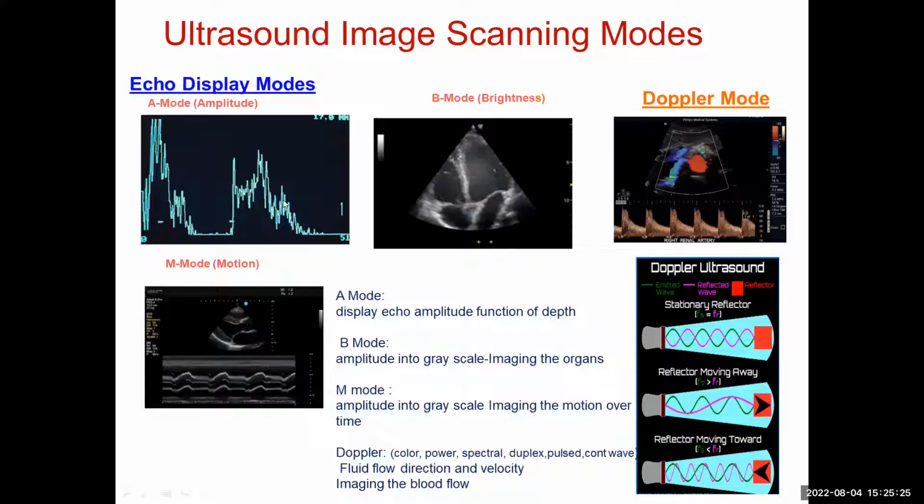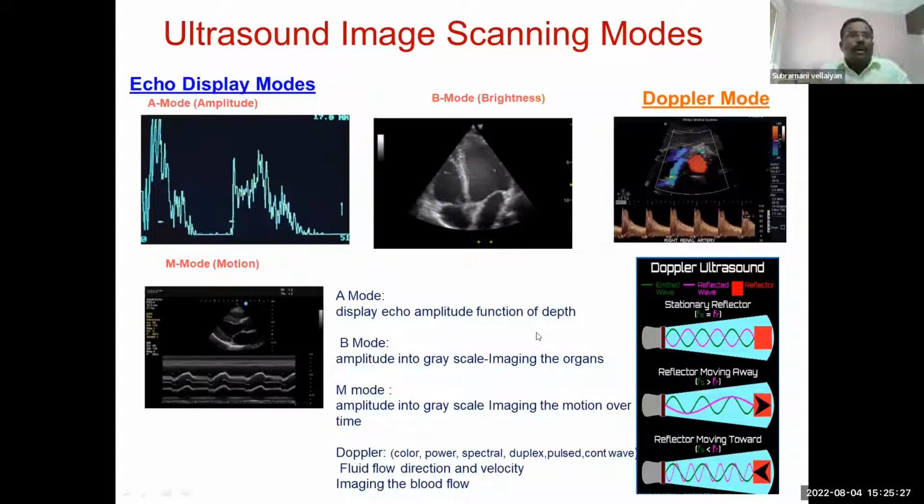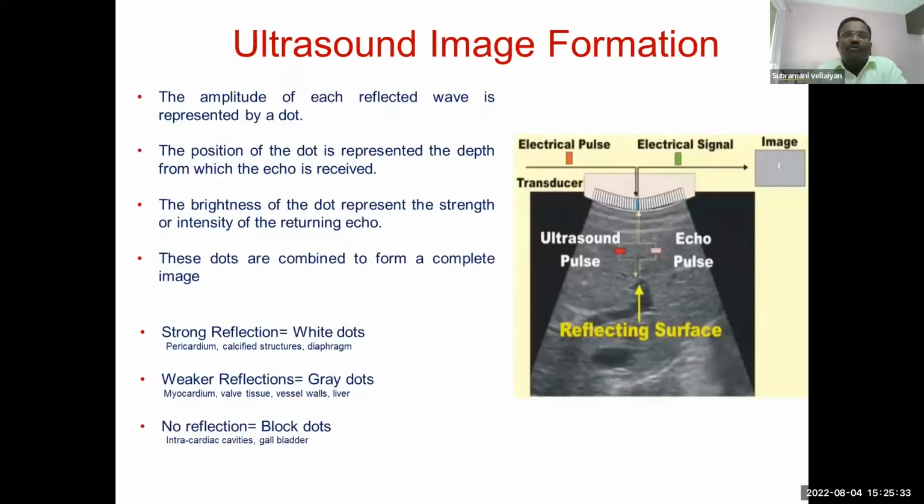Coming to how an ultrasound image is formed. The amplitude of each reflected wave is represented by a dot. The position of the dot represents the depth from which the echo is received. The brightness of the dot represents the strength or intensity of the returning echo. This is the way of understanding how the image is formed.